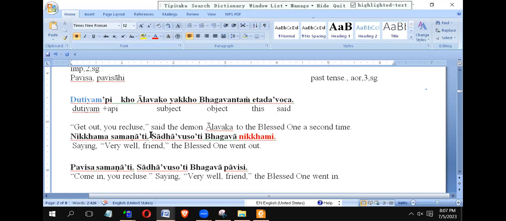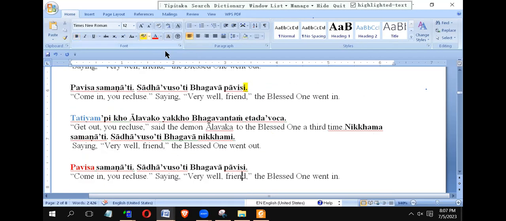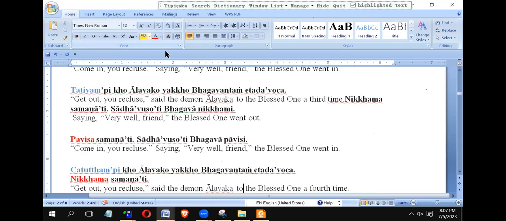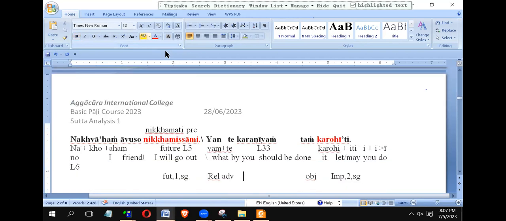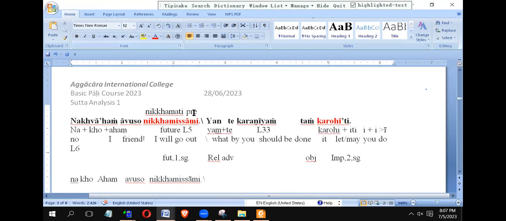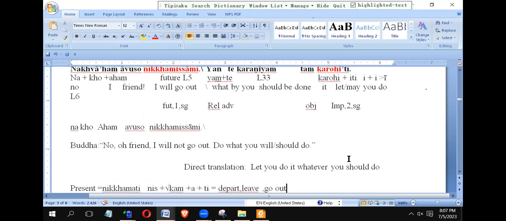So nikama samana, very well. So outside the above also nikami. Pavisa samana, sadhana pavisi, same. The Buddha entered, the Buddha got out and entered, right? Same, all right? So avucha. So this is all repeating, right? And this is a future tense. We already covered. Isami is a future tense. Then karohi is an imperative second person singular.